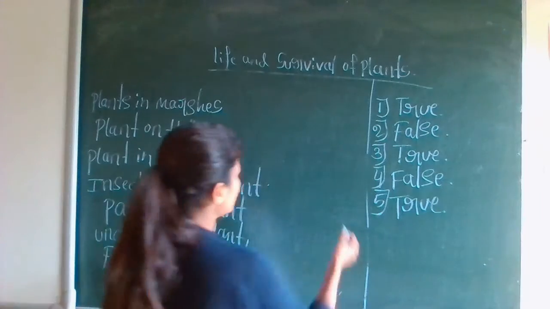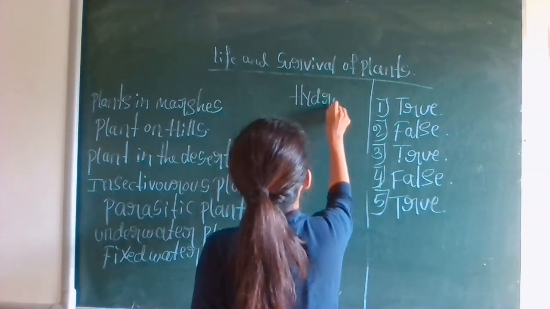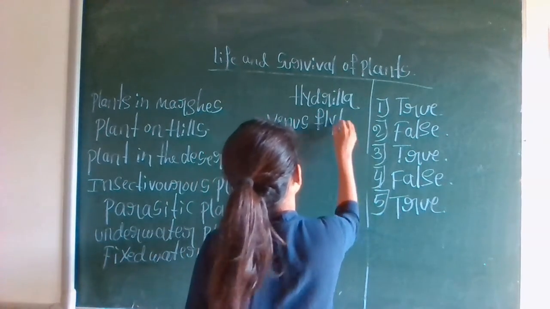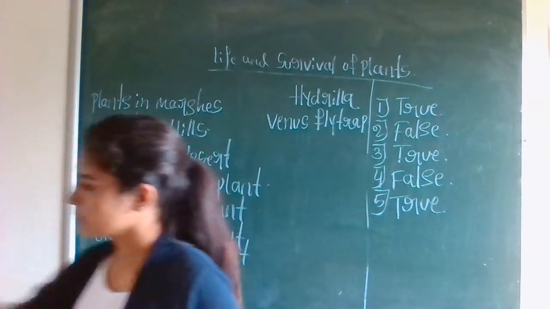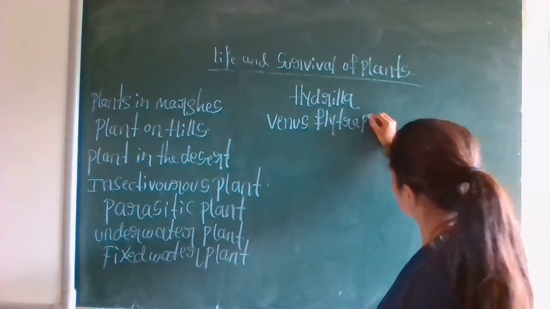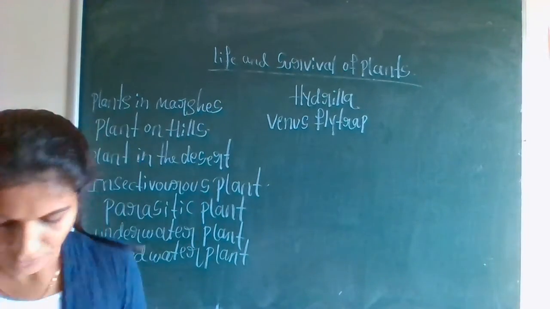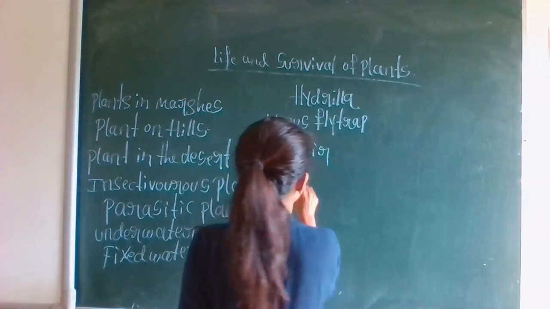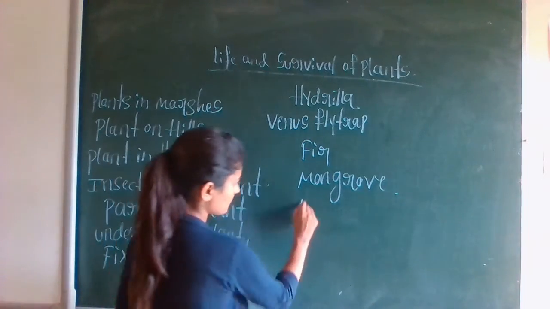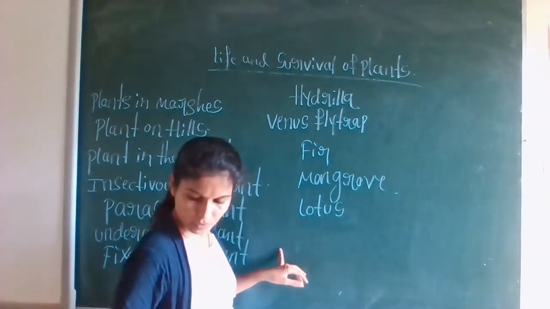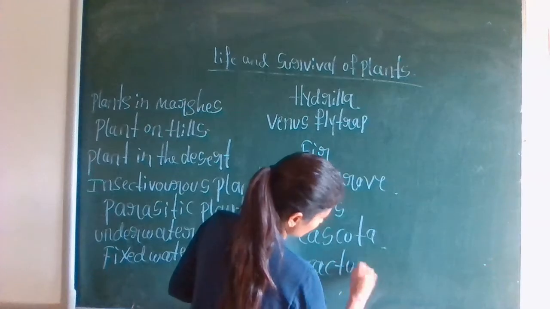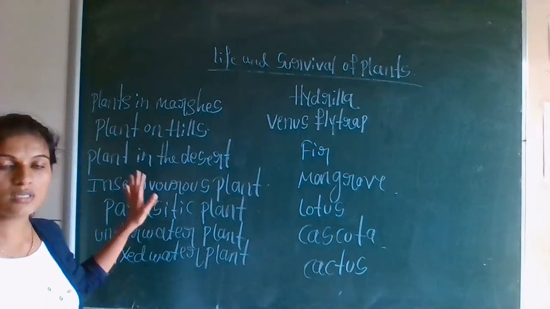Here are the options: Hydrilla, Venus flytrap, fir, mangrove, lotus, Cuscuta, and the last one is cactus. So you have to match these questions with the correct answers.